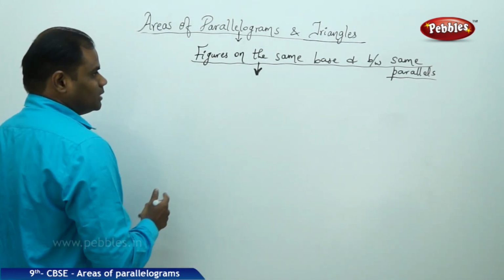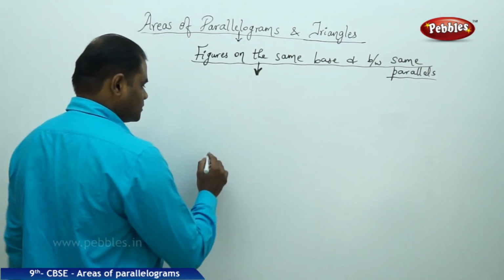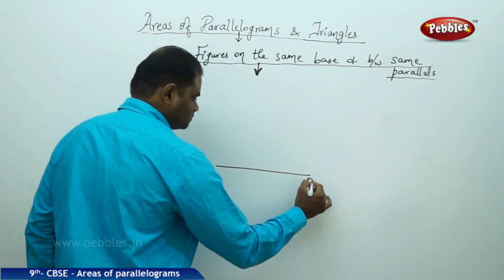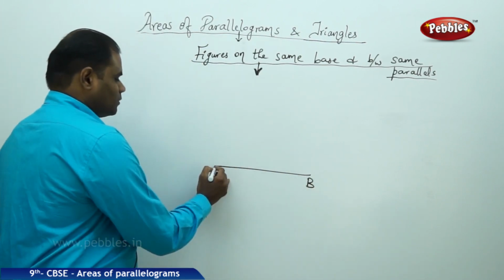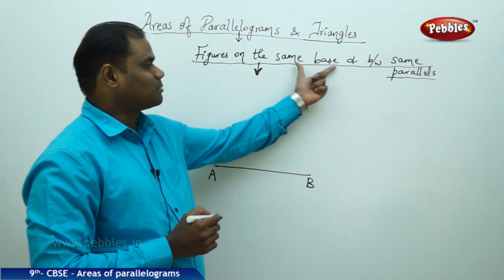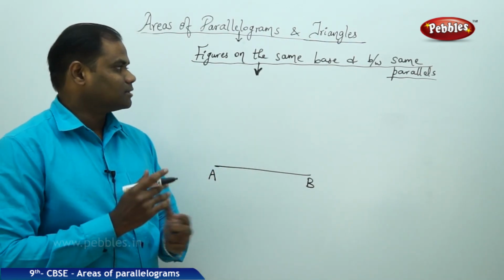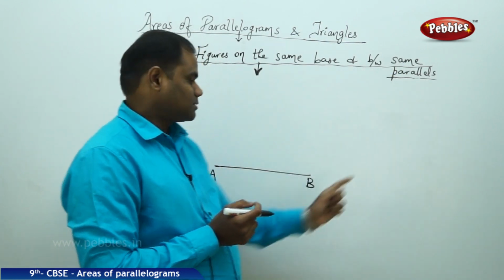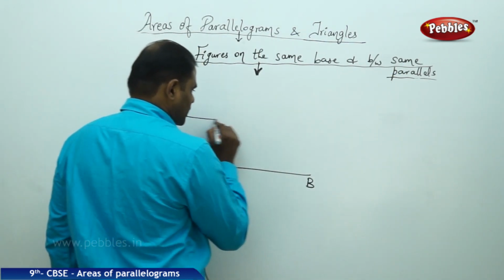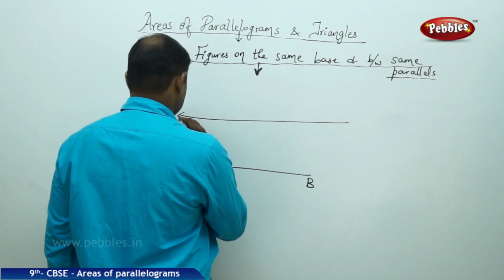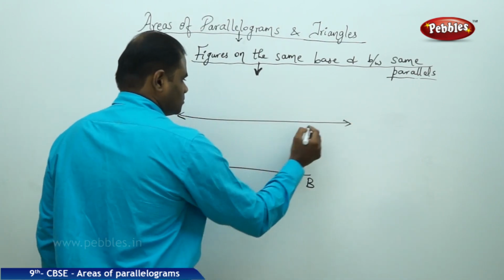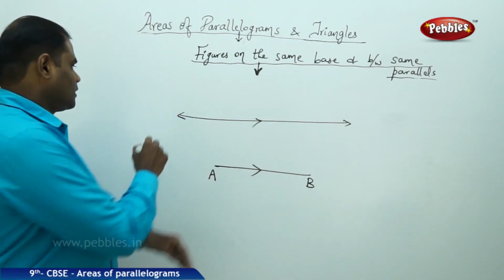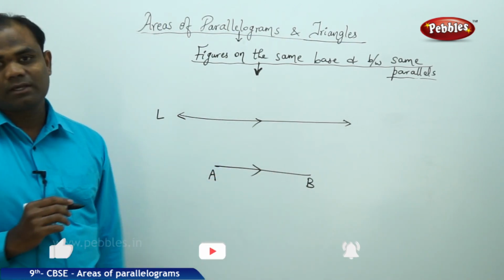For example, let me take an example case. Say I have the same base AB. As the concept says about same base, let me take the same base AB and two parallel lines with the base. So I have a line L which is parallel to the base AB.